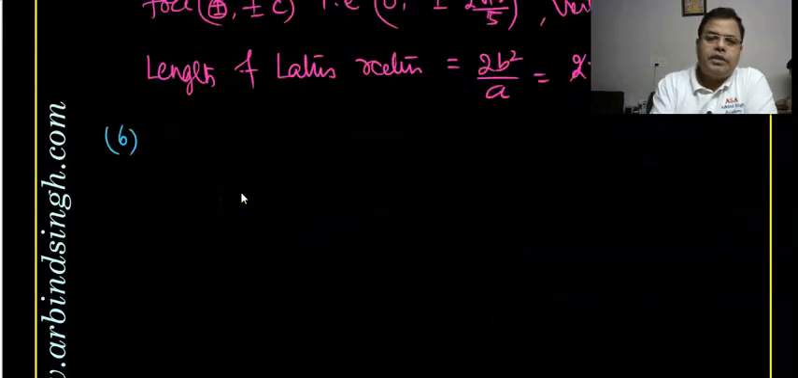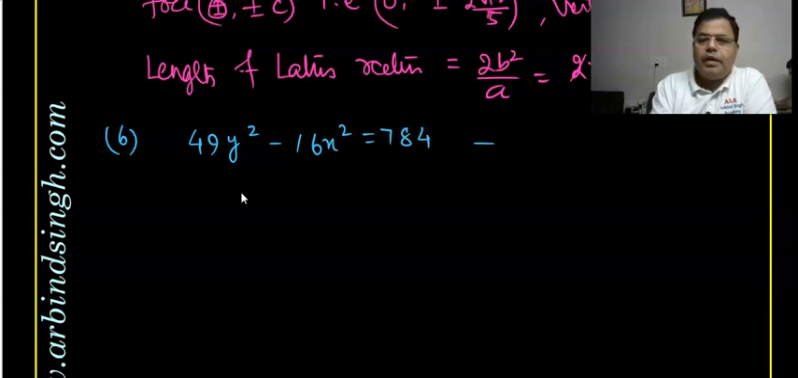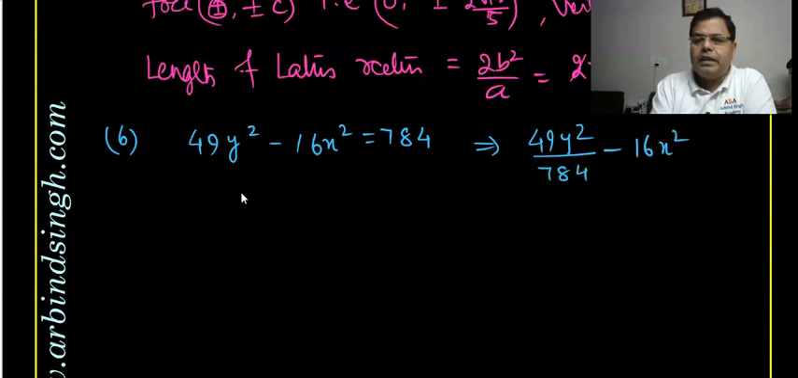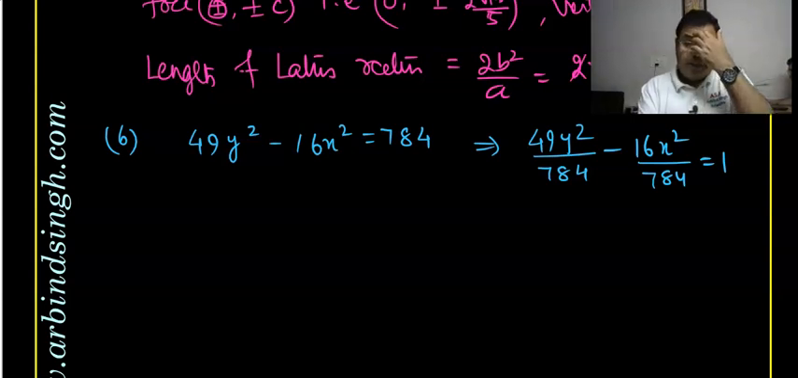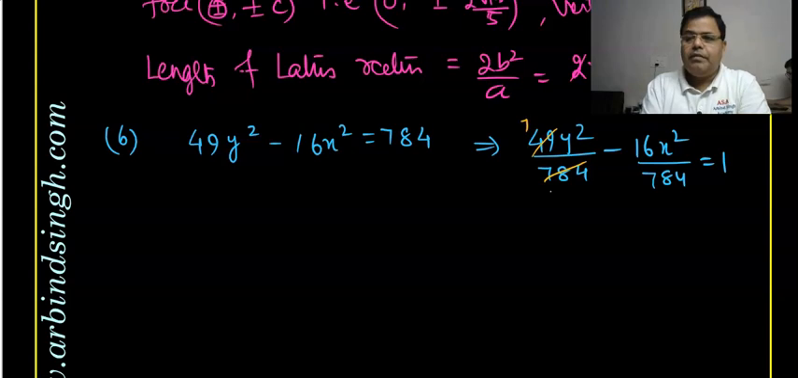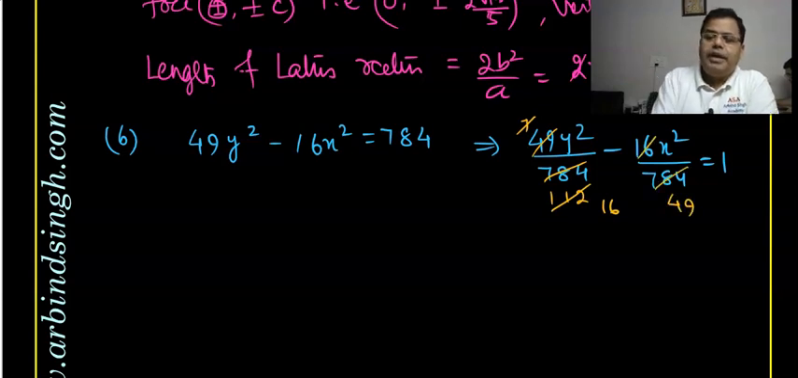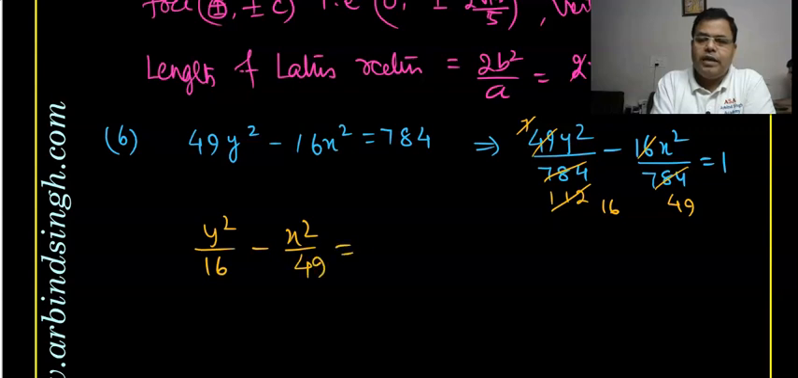Now let us discuss question number 6, and question number 6 is 49y square minus 16x square is equal to 784. If you write it like this, 49y square upon 784 minus 16x square upon 784 is equal to 1, then we can simply cancel, so it will be y square by 16 minus x square upon 49 is equal to 1.